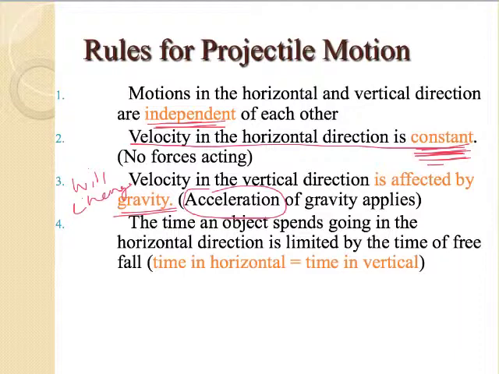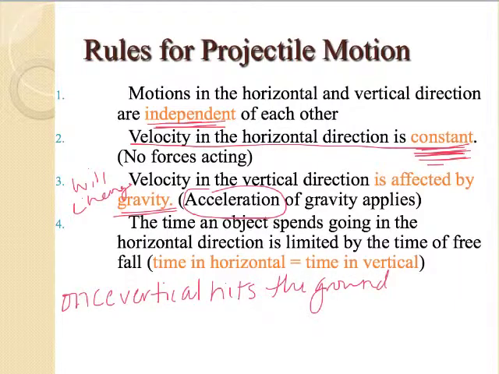And then the key important thing, the only thing that ties the horizontal and vertical together is time. The reason for this is we have a constant speed in horizontal, which means that object could keep moving forever. But the vertical component will eventually reach the ground. So once the vertical component hits the ground, the horizontal component stops.